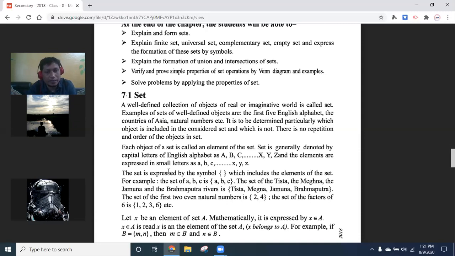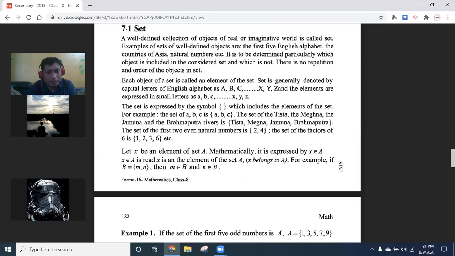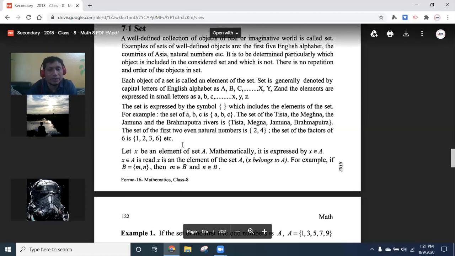That is, A is a member, E is a member, I is a member. So every element of the set is called a member of the set.